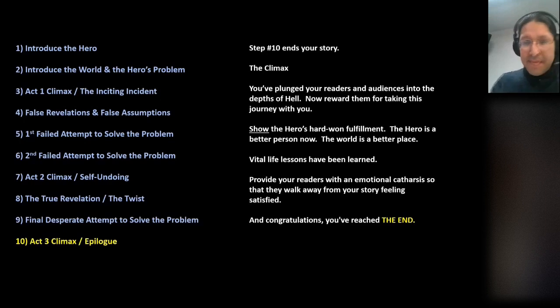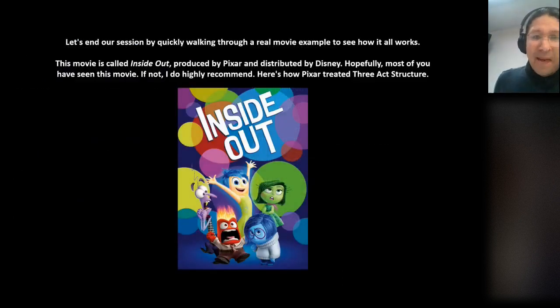And finally, step 10 ends your journey to the climax. You've plunged your readers and audiences into hell. Now reward them for going on the journey with you. Show the hero's hard-won fulfillment. The hero is a better person. The world is a better place. Vital life lessons have been learned. Provide your readers with an emotional catharsis so that they can walk away from your story feeling satisfied. And congratulations, you've reached the end of your story.